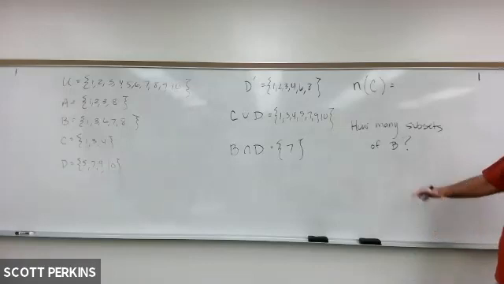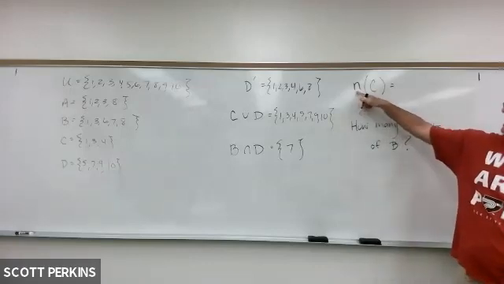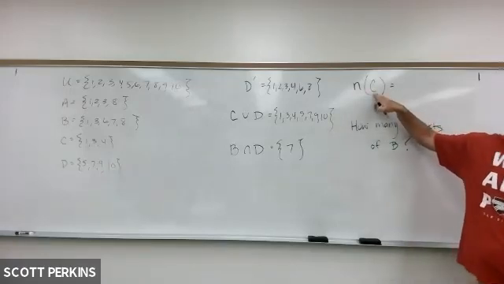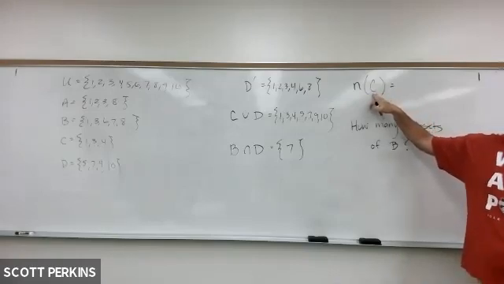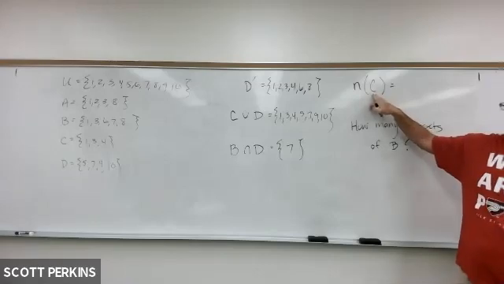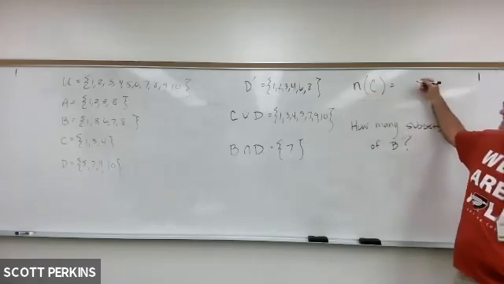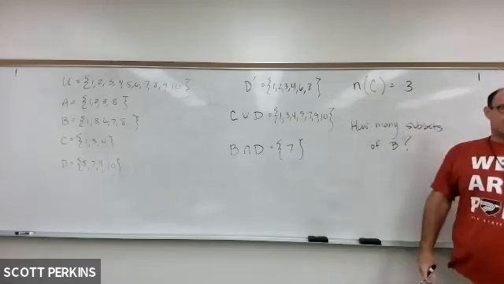After we cleared up my penmanship problem, when I have an N out here and whatever set I'm dealing with in here, what is that asking for? The cardinality, which is just a fancy word for the number of elements in the set. So the number of elements in C is 3.